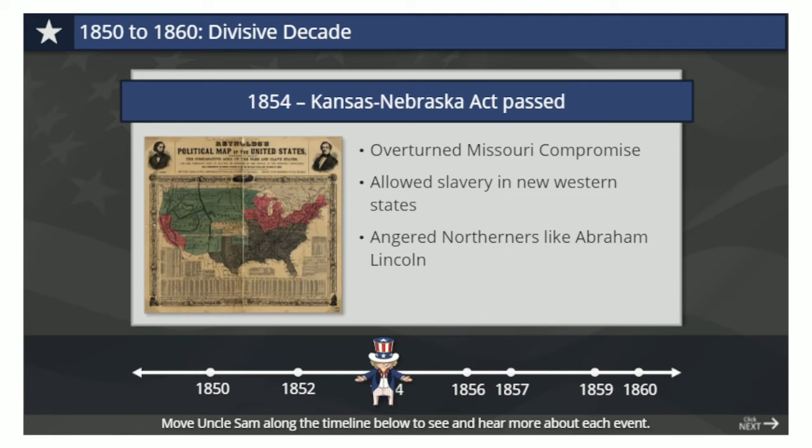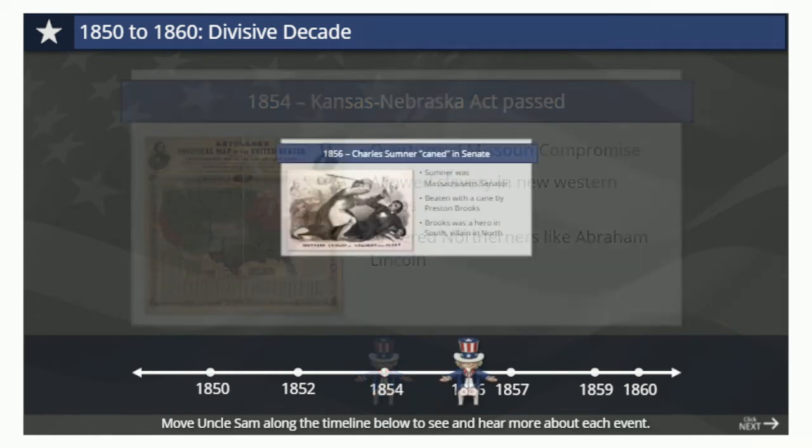The new law allowed slavery in the new states to be created from the Western territories. This angered Northerners like Abraham Lincoln, an ex-congressman who re-entered politics as a result of this act's passage.